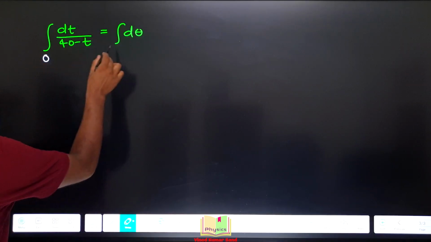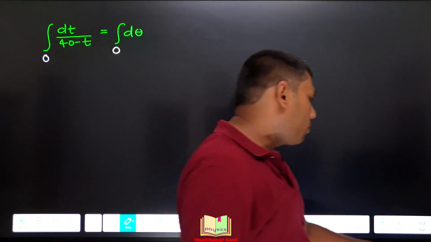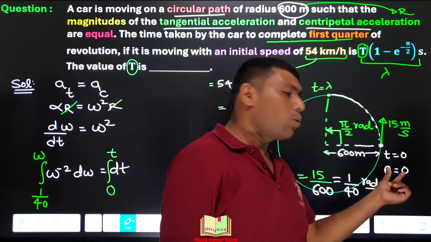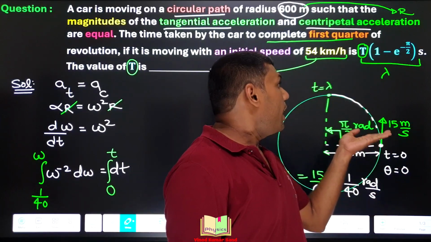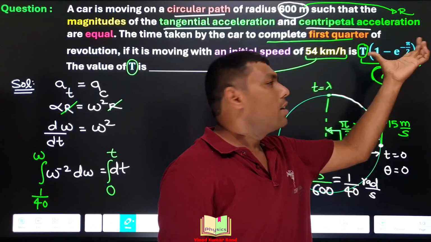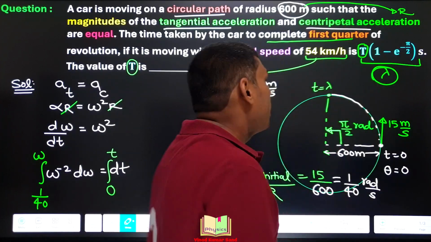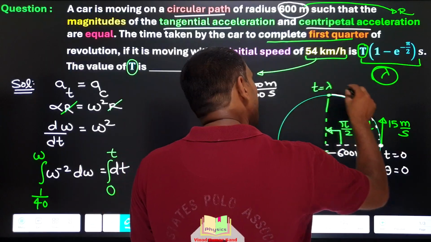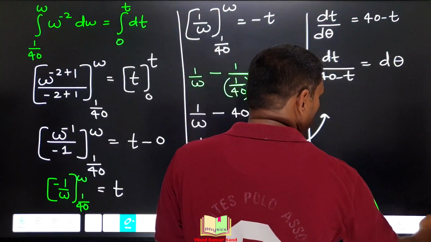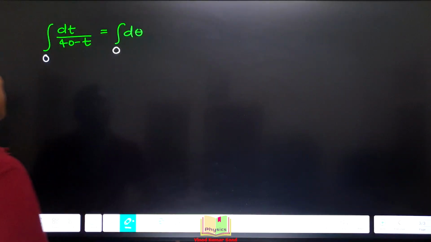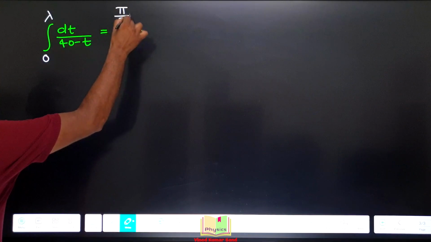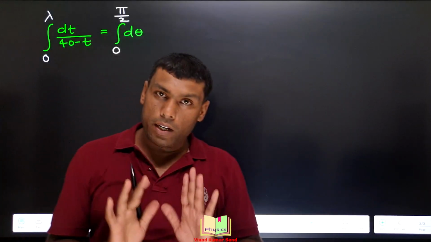Initially, t is equal to 0, the theta is 0. If we check at page number 1, initially at t is equal to 0, the angle theta is 0. And at some time, we call this time lambda, it's a big expression, so I am naming it lambda. At some time lambda, the angle traversed is pi by 2 radian. At time lambda, the angle traversed is pi by 2 radian.